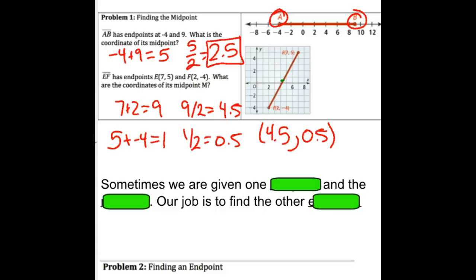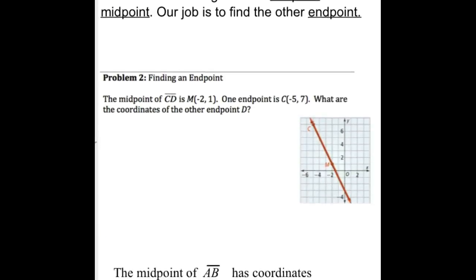Sometimes we are given one endpoint and the midpoint. Our job is to then find the other endpoint. So we have to work backwards a little bit. We can use the midpoint formulas that we have up above to do these, but I actually prefer a different method. I call it the stacking method.